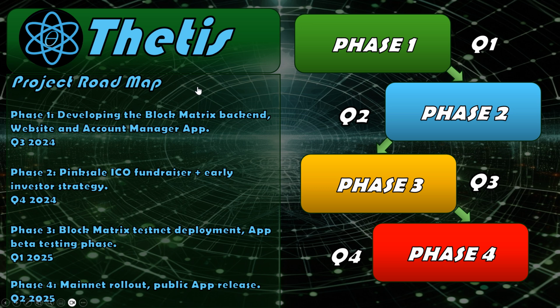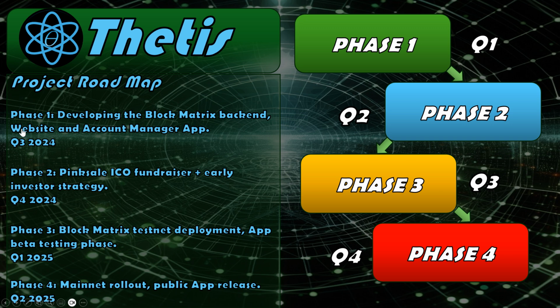This is the general roadmap for what we're trying to aim to do here. Project roadmap. Phase 1, developing the block matrix backend website and account manager application, Q3 2024. So that's what we're working on right now. The block matrix backend exists on my computer, as I've shown off parts of it, but there's way more to it. There's thousands and thousands of lines of code. This backend has to be transferred into a network database backend, which is a completely different process. So that's what we will be working on.